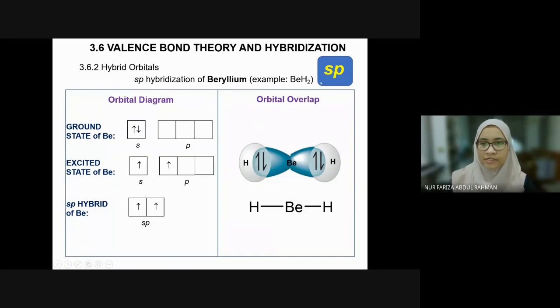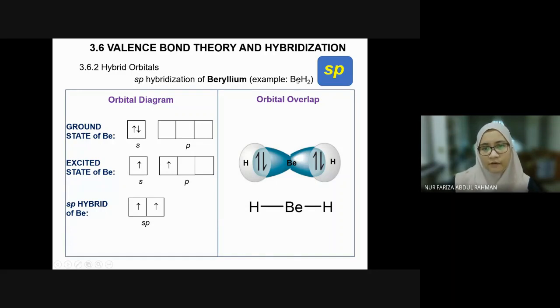So this is the hybrid orbital between the s orbital and one p orbital. An example that we can have for the sp type of hybridization is beryllium hydride, or beryllium dihydride. Okay, so the orbital diagram.